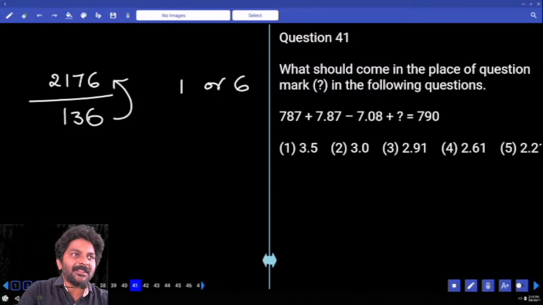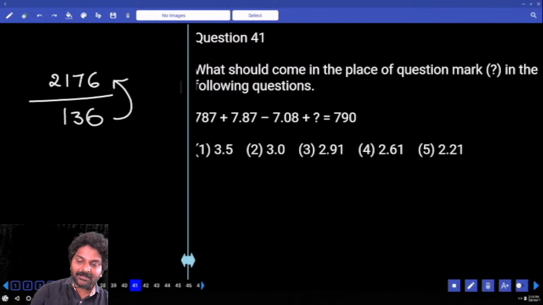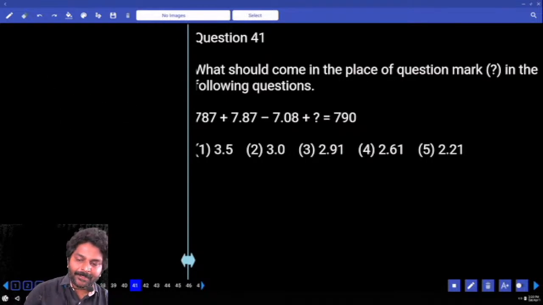Look at your options. All the options are ending with different numbers only. Number after decimal. All are different. So can we verify last digit verification? Yes.